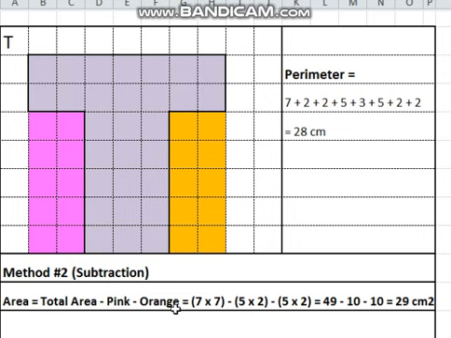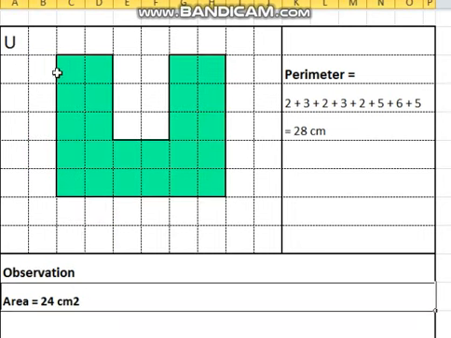Either you use addition or subtraction. Which one is easier to use? Now let me show you in this one. This is the U shape over here. Whenever you see this one, let's count the perimeter first.